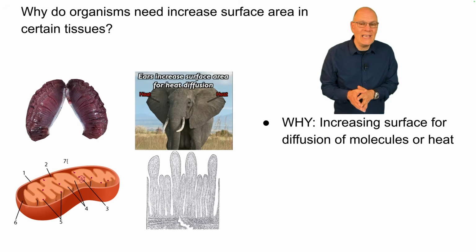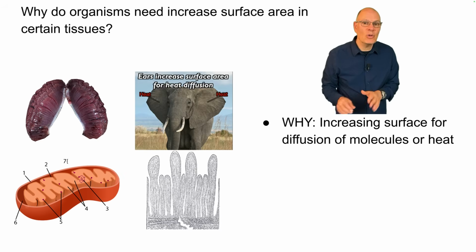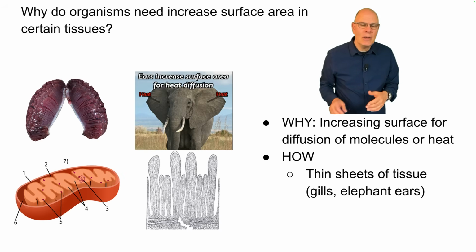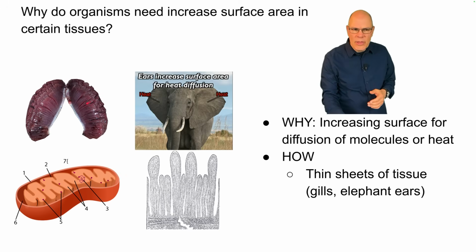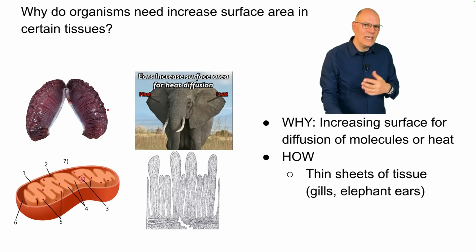The why is in order to increase the surface for diffusion of molecules or heat. How? You can have thin sheets of tissue, like these thin sheets that make up the gills of a fish that have been dissected out. That's for increasing the intake of oxygen and the diffusion out of carbon dioxide.